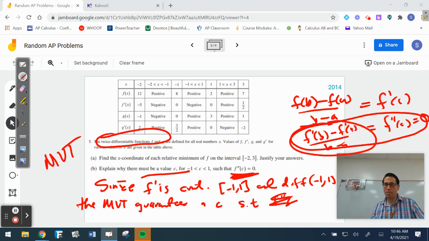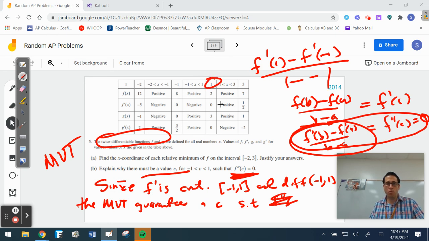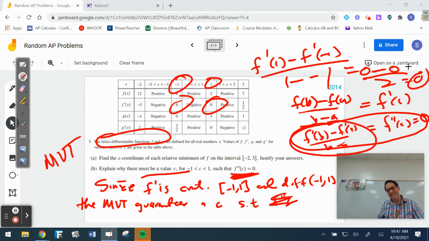So I'm going to use this piece, right? And how would I do that? Well, that would be f prime of 1 minus f prime of -1, all over 1 minus -1. Well, f prime of 1 is 0. f prime of -1 is 0. So 0 minus 0 all over 2 equals 0. That means it works out. And there I just proved it.